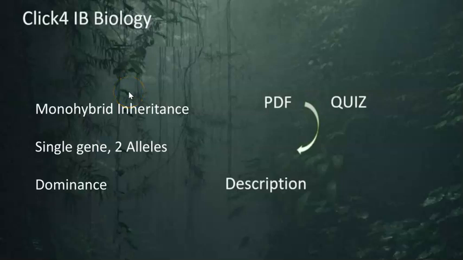We're studying genetics and we're looking at monohybrid inheritance. Monohybrid means single gene, and in this particular case we're looking at the situation where there is a single gene, two alleles, and one allele is exhibiting dominance over the other allele. So we're going to look at the patterns of inheritance.